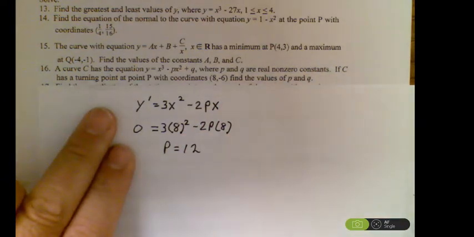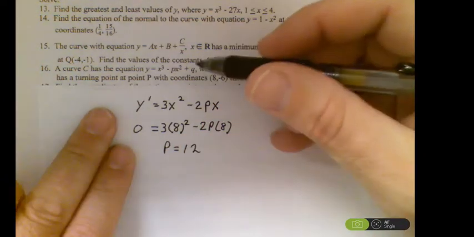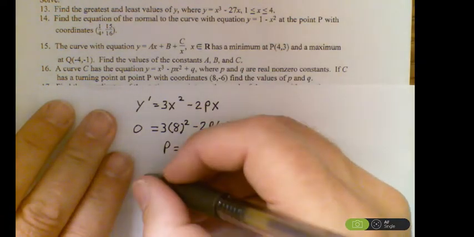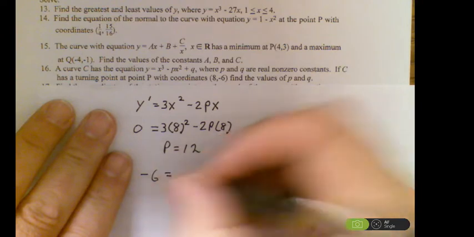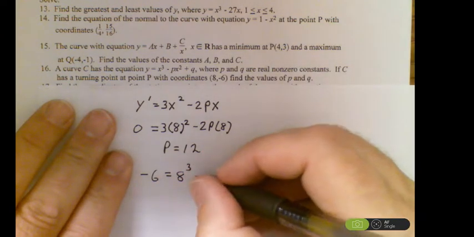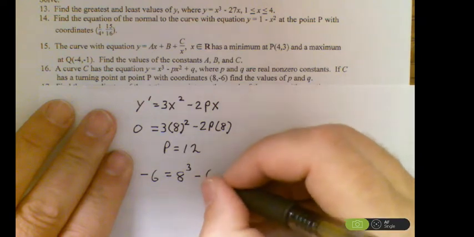I can now just go back up into the original function to solve for q. So if I take these points right here, I can sub in the negative 6 for y. I can sub in the 8 for x. And I can now sub in a 12 for p.